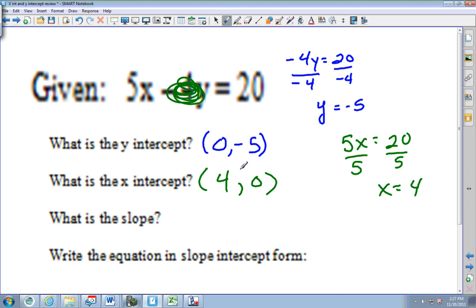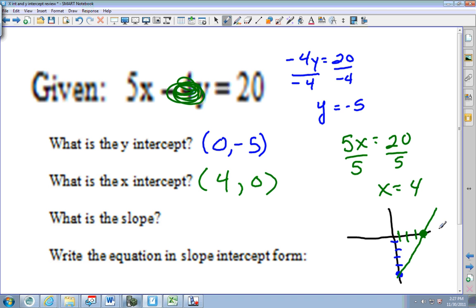Now to find the slope, I can do this a couple of ways. Let's go ahead and do the graphing way. If I go here, it says (0, -5). So 1, 2, 3, 4, 5, and I'll put a dot. The x-intercept is (4, 0). 1, 2, 3, 4. I'm going to put this right here.